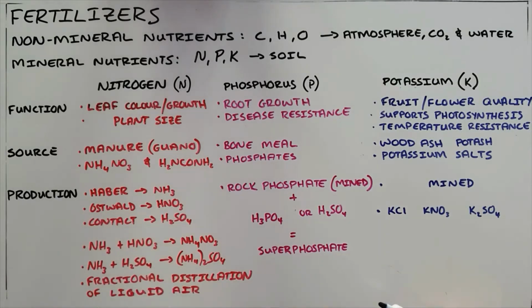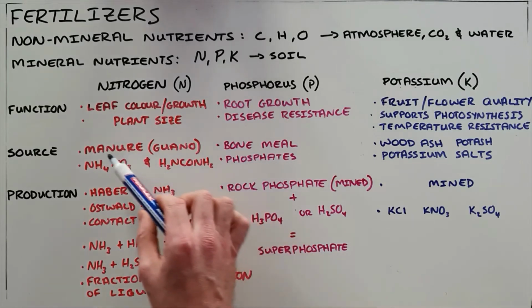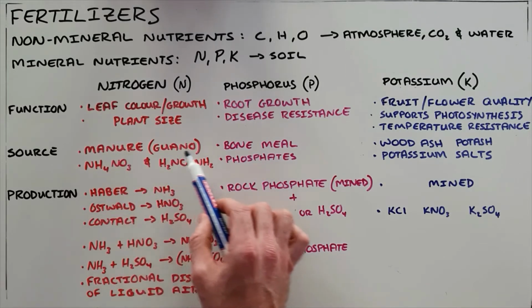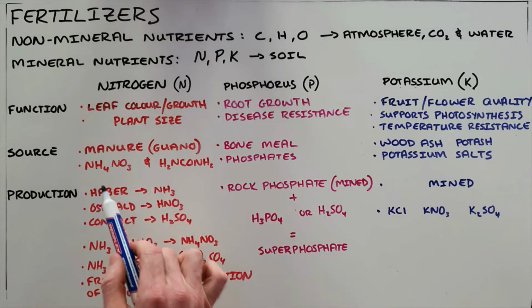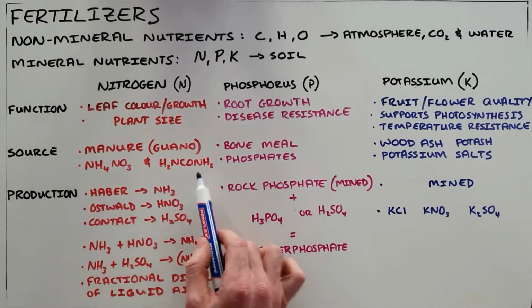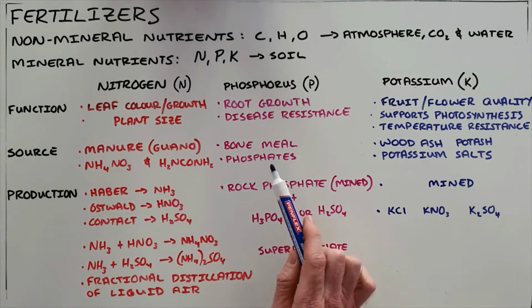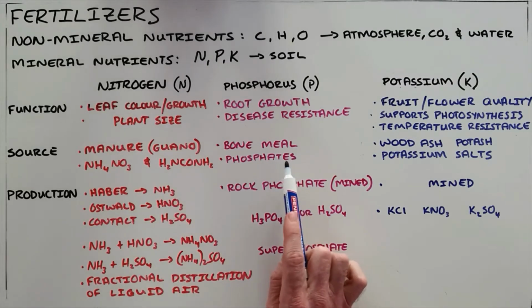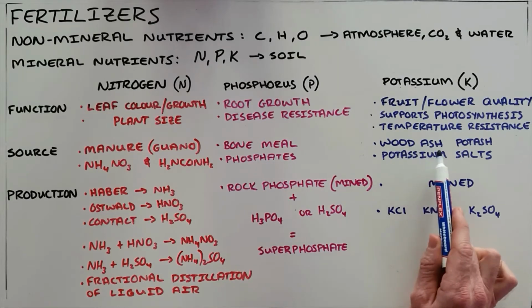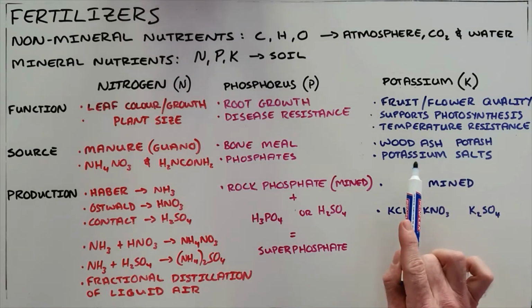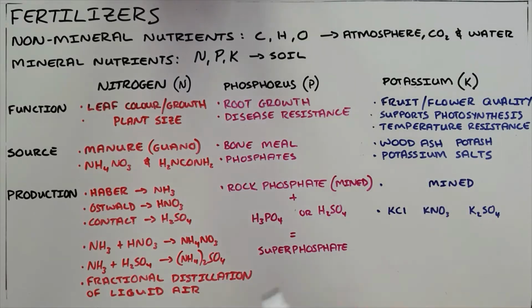Then we need to know what the source of each of these minerals is. We know that nitrogen comes from manure or guano, which is essentially bird droppings, and most often in the form of ammonium nitrate or urea. Phosphorus is most commonly found in bone meal or phosphates, and potassium comes from wood ash, also known as potash, and potassium salts.